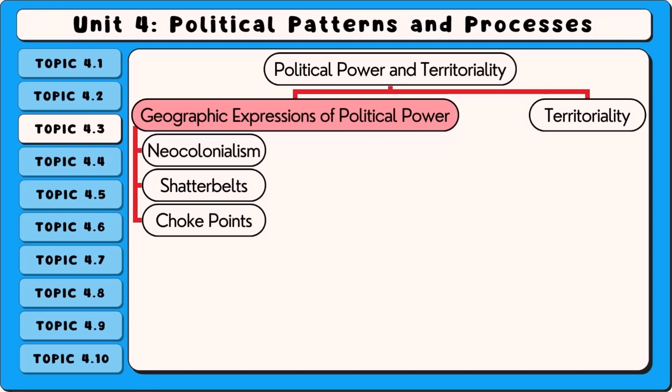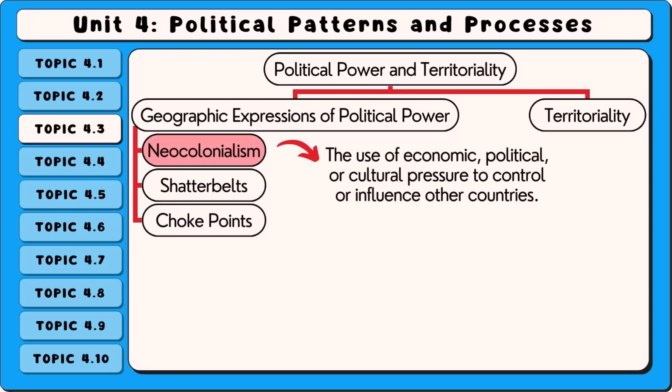3 important aspects that geographers study are neocolonialism, shatterbelts, and choke points. Let's look at each one. Neocolonialism refers to the use of economic, political, or cultural pressure to control or influence other countries, especially former colonies.